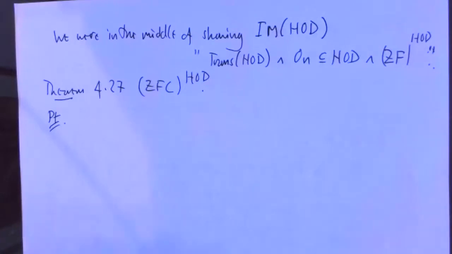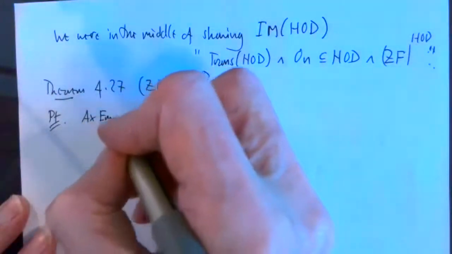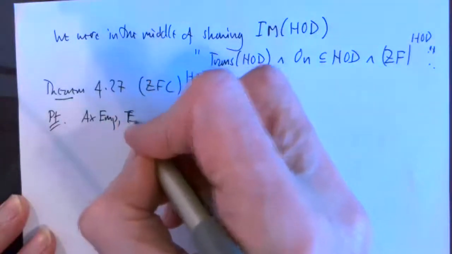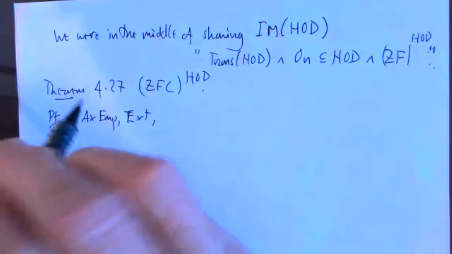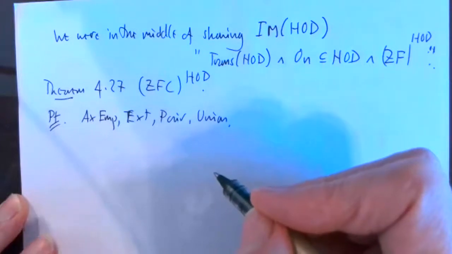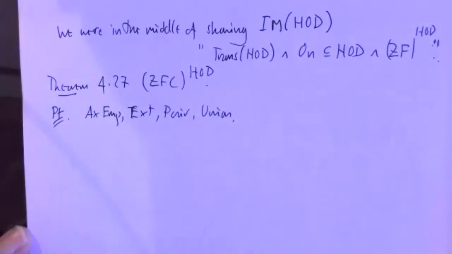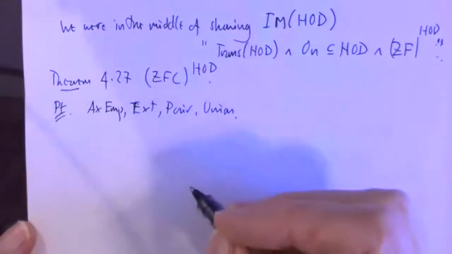So let's see. I think we'd already done, I won't go through the ones we already did. We did empty, extensionality, pair, union. And we were in the middle of doing the axiom of power. Not sure whether we'd finished that here, but let's in any case reboot it.